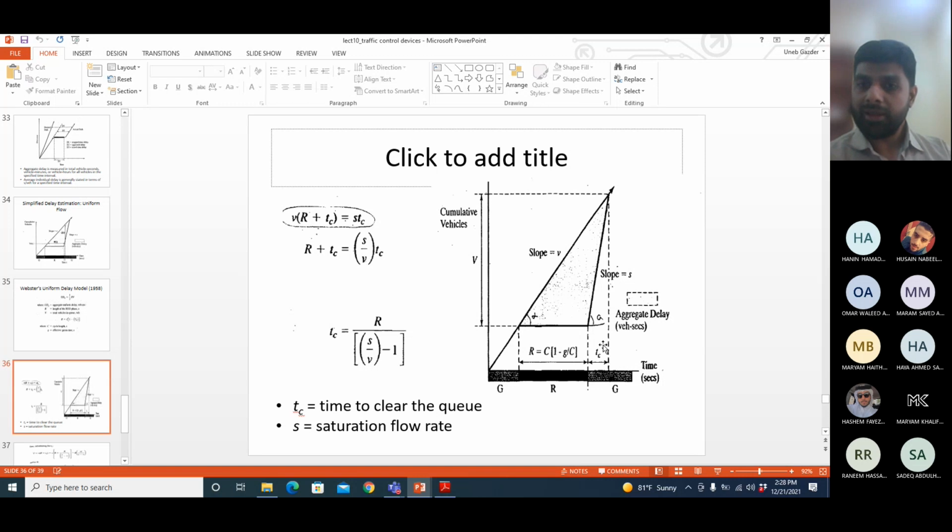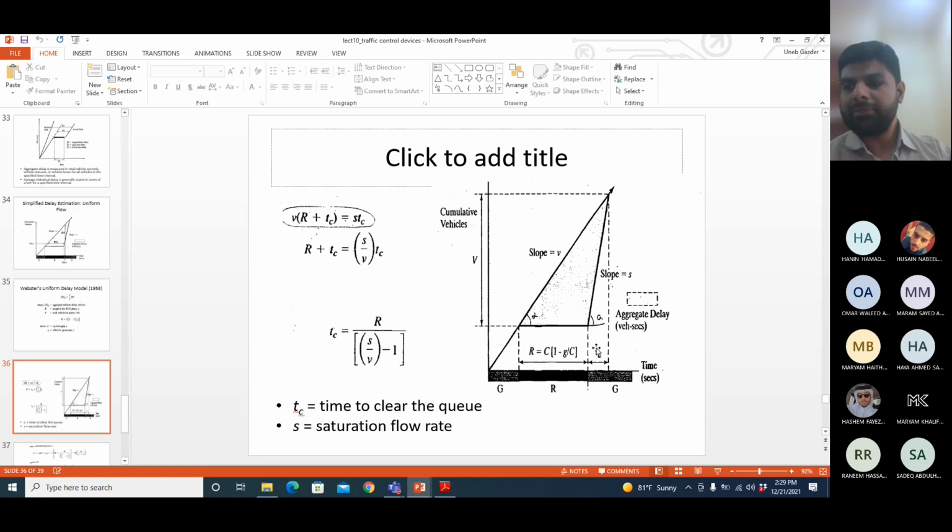TC. Okay, so you can see TC is from the start of green till the point where arrival equals departure. That means the queue is completely cleared. During this time, the vehicles are moving at a rate of S, the saturation flow rate. S is in vehicles per unit time, and if you multiply with the time, you will get the number of vehicles, right? So how many vehicles were in the queue? S into TC. They were moving at a rate of S during time TC, so they cleared the queue. So how many vehicles were in the queue?